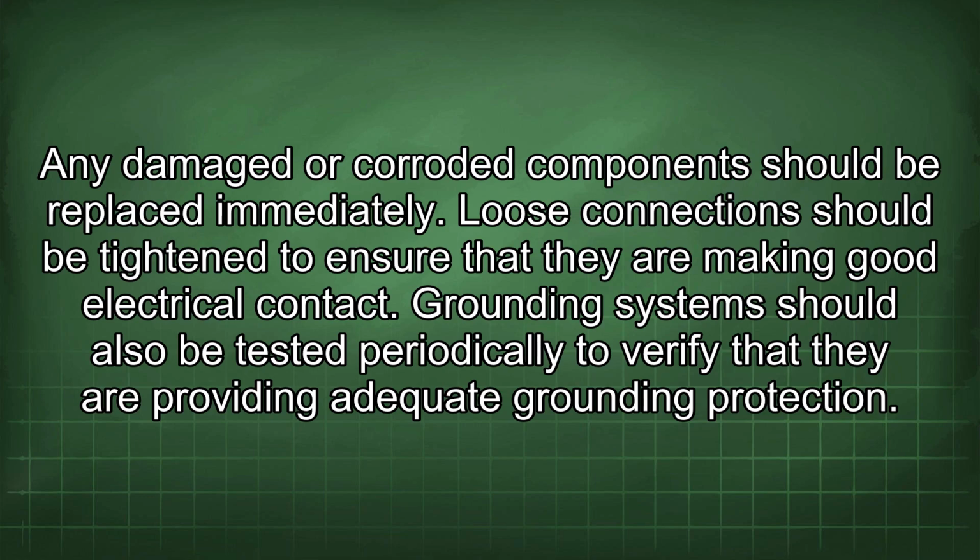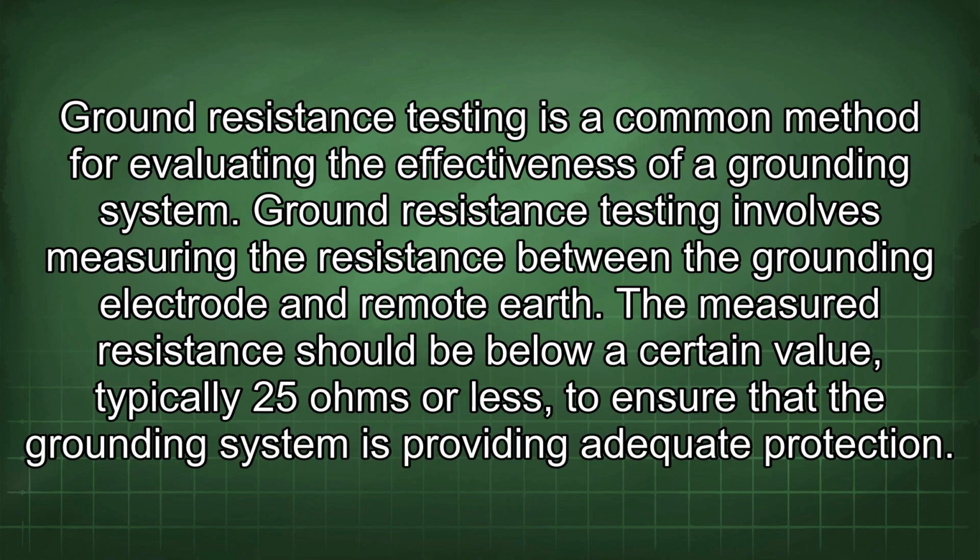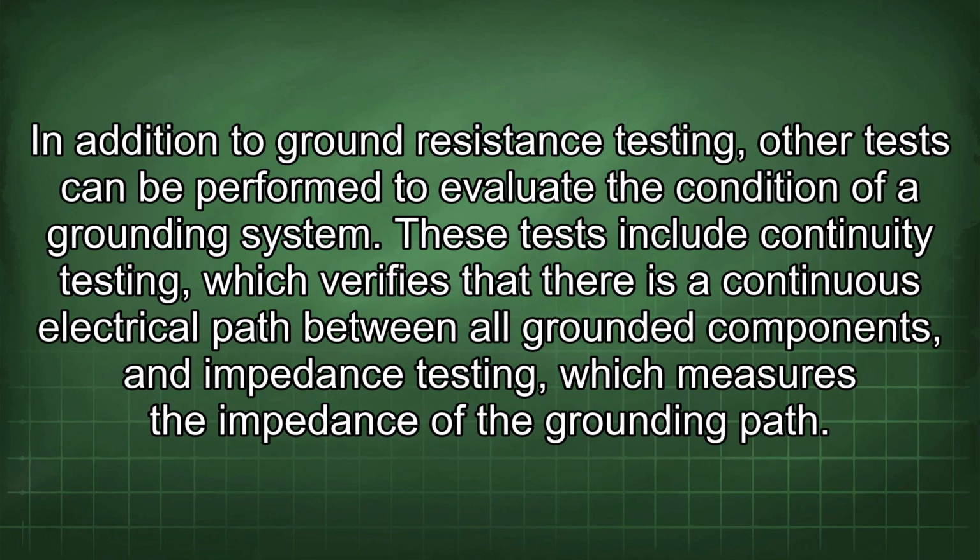Grounding systems should also be tested periodically to verify that they are providing adequate grounding protection. Ground resistance testing is a common method for evaluating the effectiveness of a grounding system. Ground resistance testing involves measuring the resistance between the grounding electrode and remote earth. The measured resistance should be below a certain value, typically 25 ohms or less, to ensure that the grounding system is providing adequate protection.